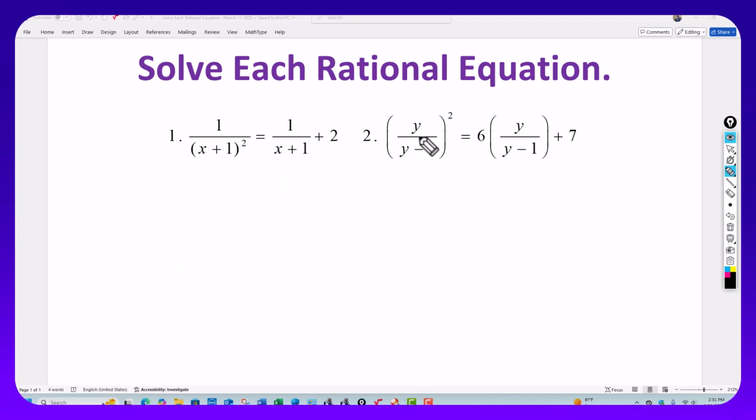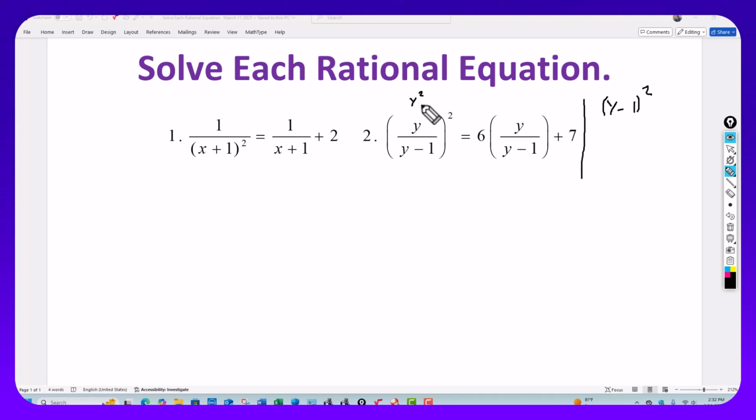The other one, number 2 here, we have y over y minus 1 quantity squared. So basically this is a y squared here, and y minus 1 squared. On the other side, I got y over y minus 1 plus 7. So again, the LCD for this one is going to be y minus 1 squared.